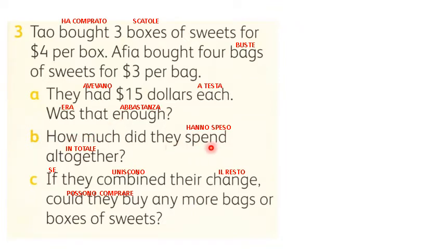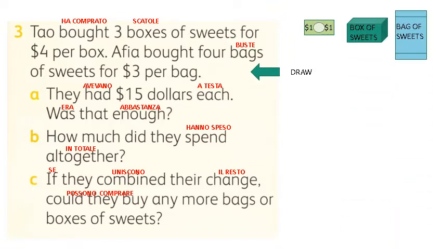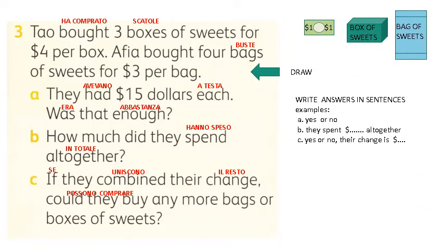How much did they spend all together? So taking Tal's sweets and Afia's sweets, what was the total cost? And see if they combined their change. Could they buy any more bags or boxes of sweets? Remember, you have to draw something representing the question. Then write your answers in sentences and write number sentences for your answers.